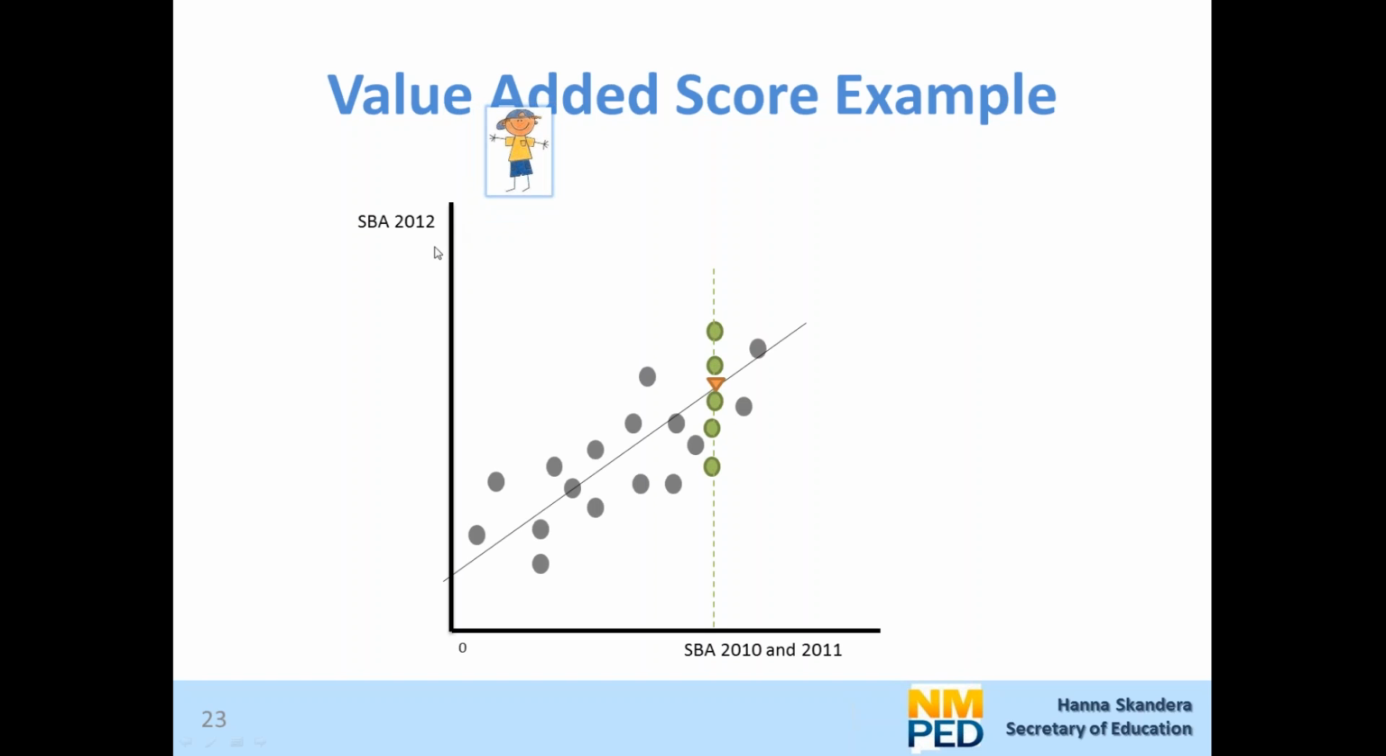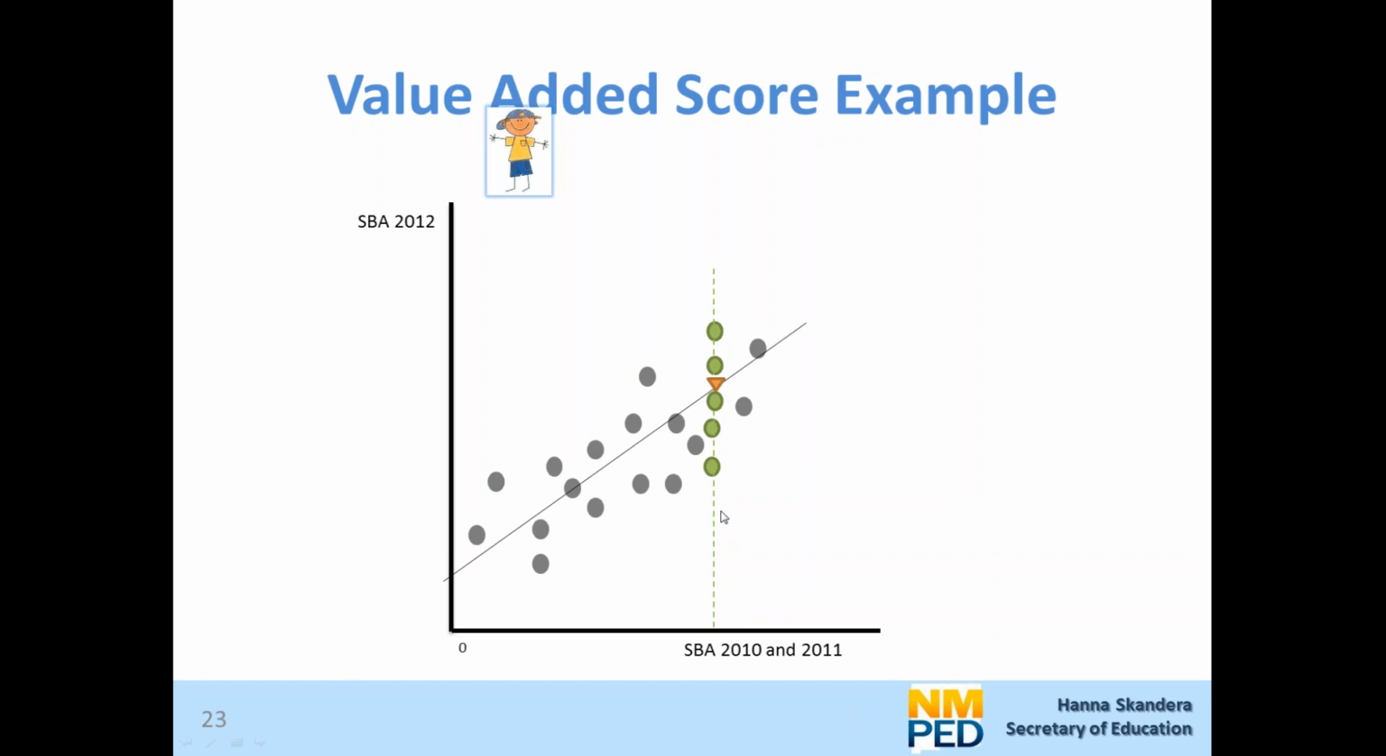So in this case, the 2012 SBA is on the vertical axis. The 2010 and 11 SBAs are represented by the horizontal axis. And there's this diagonal regression line that runs through the middle of these points. It's really known as a conditional average. It's the average of the academic peer groups.